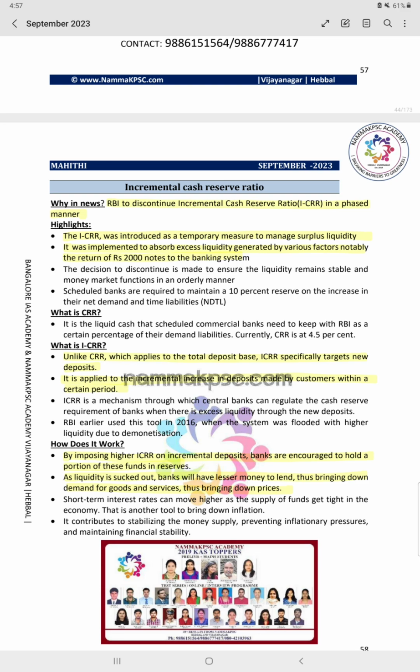It was introduced as a temporary measure to manage surplus liquidity and to absorb the excess liquidity generated by various factors, notably during the return of the 2000 rupee notes to the banking system. Unlike the CRR that applies to the entire deposit base, this ICRR specifically targets the new deposits only. The deposits that are made after a certain base value are considered for a certain period of time, and by using this, the 2000 rupee notes have been completely replaced by the new ones.